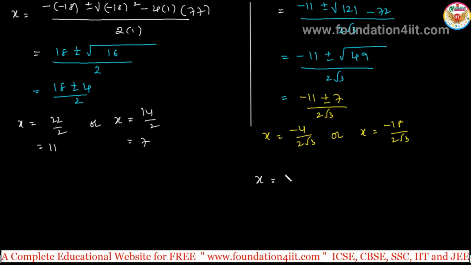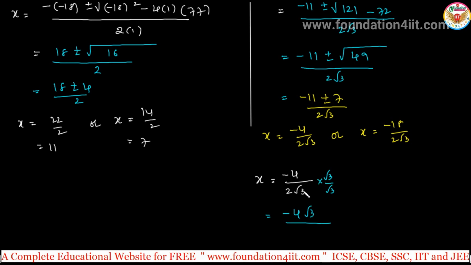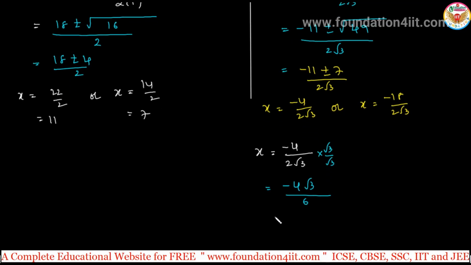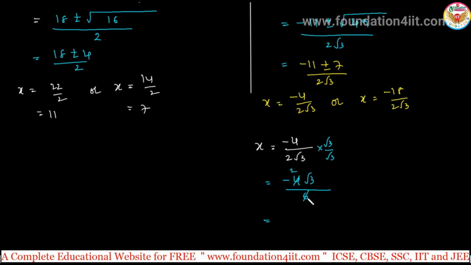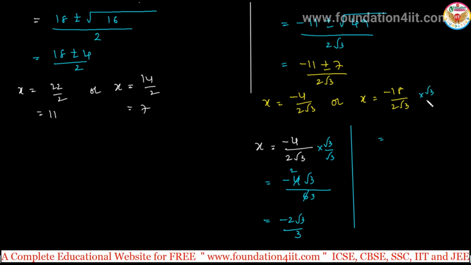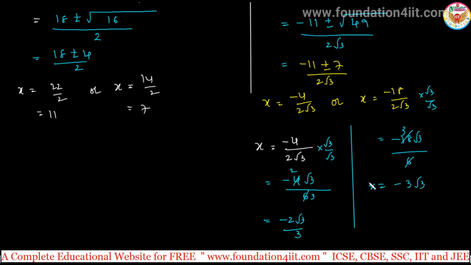So x is equal to minus 4 by 2 root 3. To rationalize denominator, multiply root 3 by root 3. So minus 4 root 3 numerator, root 3 and root 3 is 3, 3 2s are 6. So finally this value. So 2 table 2 times 2 3. So minus 2 root 3 by 3, or here is same into root 3 by root 3 multiply and divide. So minus 18 root 3 by same 6 will come. So 6 times 3 is 18. So finally minus 3 root 3 is x value.